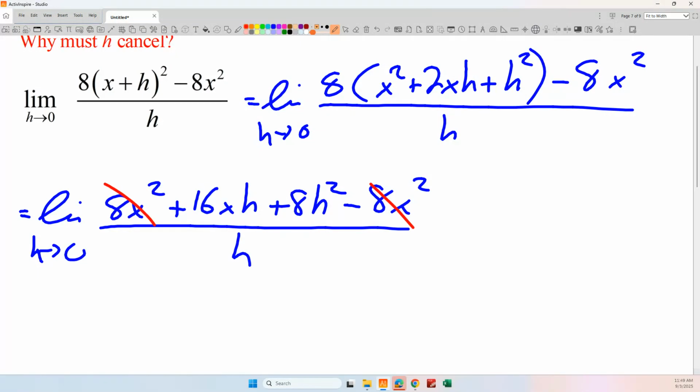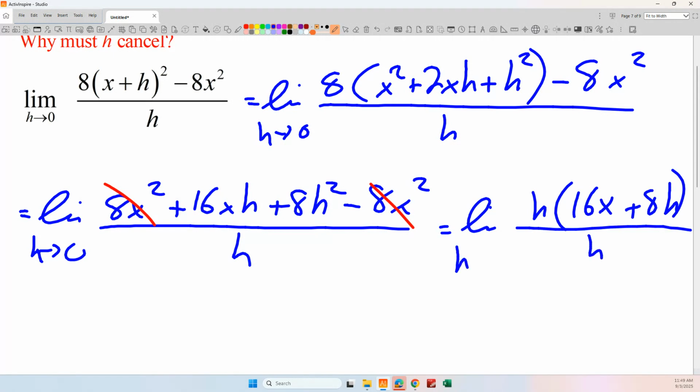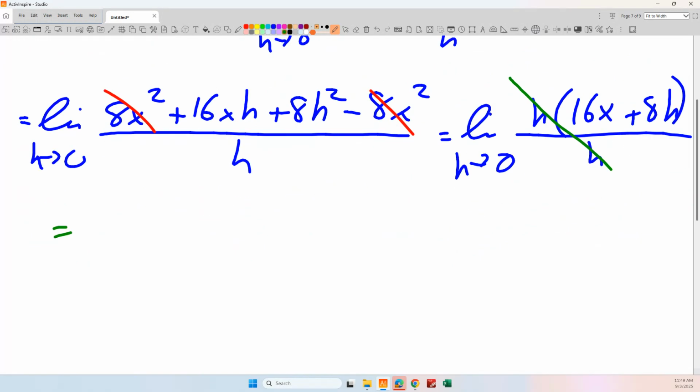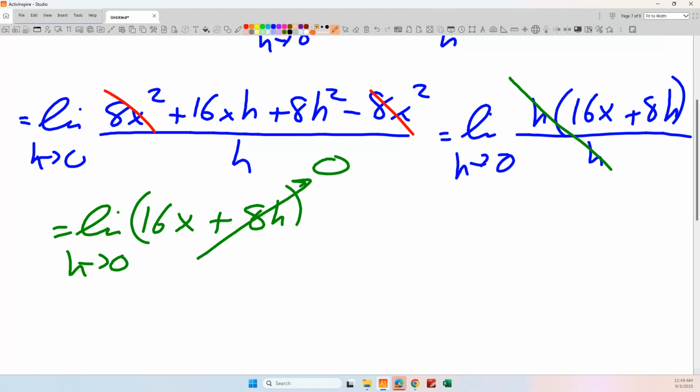There you go. So now every remaining term has an h, so I can factor it out. There's my h, right? If I pull an h out of the remaining terms, I'm just left with what? 16x plus 8h over h. As h goes to 0, there's my vertical cancellation. And so now I just get the limit of 16x plus 8h as h goes to 0, which means that term goes away. So what's my answer? 16x.